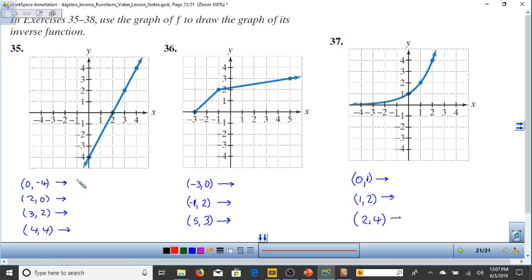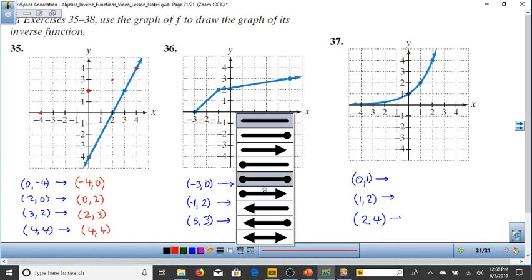So now this becomes -4, 0. This becomes 0, 2. This becomes 2, 3. And of course, switching 4, 4 will still give you 4, 4. And now I'll plot the points. This is -4, 0 is this point right there. 0, 2 is that point right there. 2, 3 is this point right there. And 4, 4 is that point right there. And so now my graph is simply the straight line going through those points.